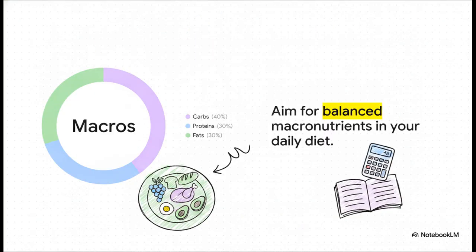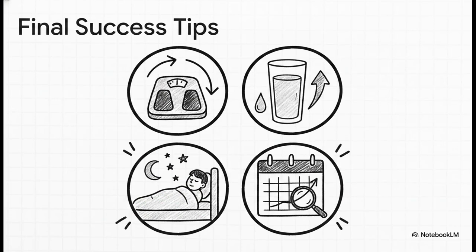To help visualize this balance, let's say your calculated budget is 2,000 calories. A highly effective macro ratio to aim for on your plate is 40% of your calories from carbs, 30% from protein, and 30% from healthy fats. Approaching it this way ensures your body is getting the right type of fuel, not just the right amount. And this brilliantly illustrates our final troubleshooting tips for success.